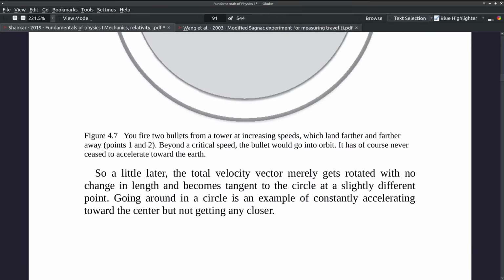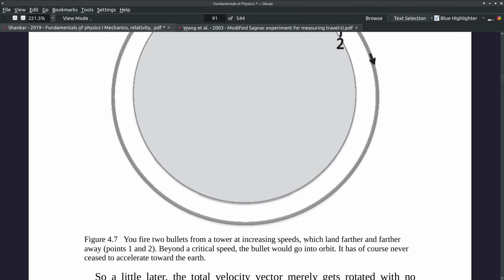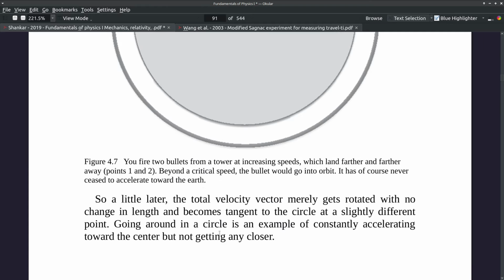In figure 4.7, you fire two bullets from a tower at increasing speeds, which land farther and farther away, points 1 and 2. Beyond a critical speed, the bullet would go into orbit. It, of course, never ceases to accelerate towards the Earth.